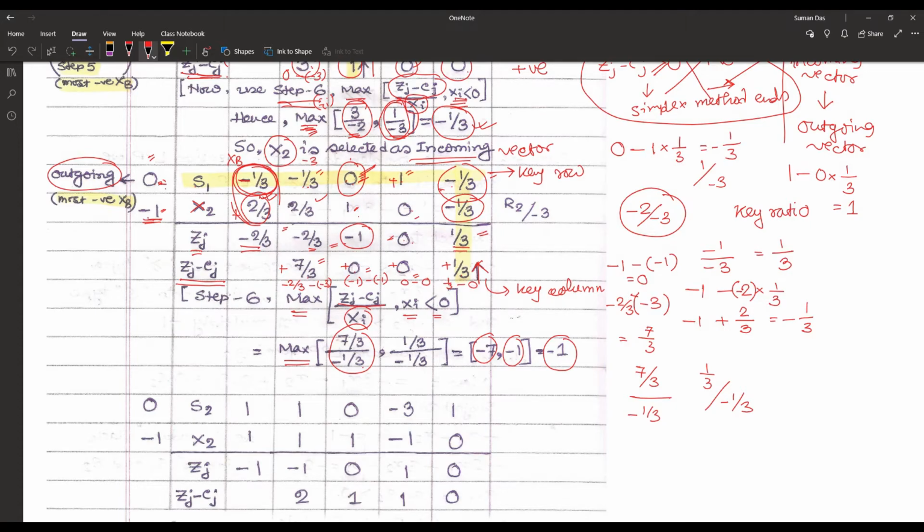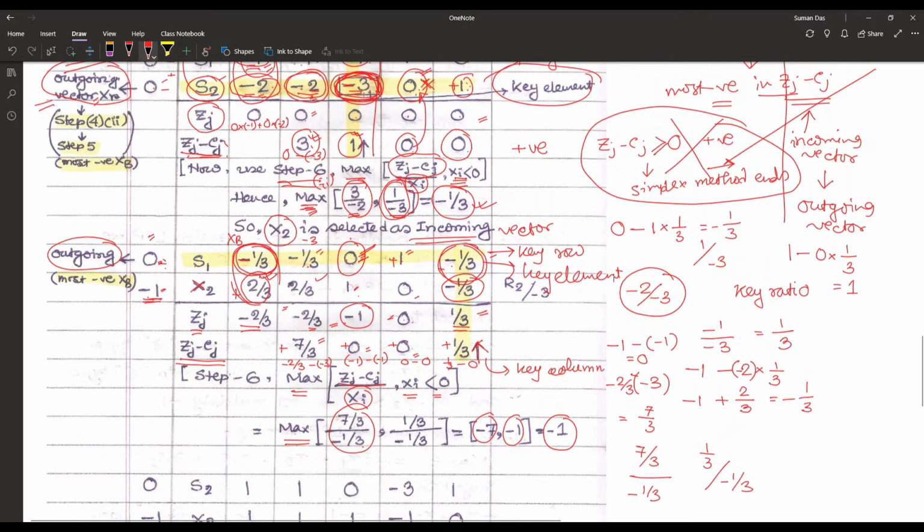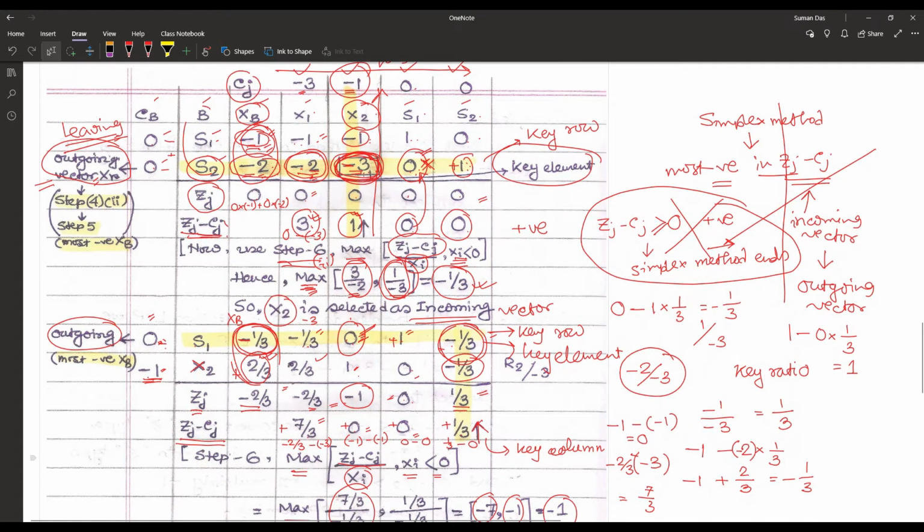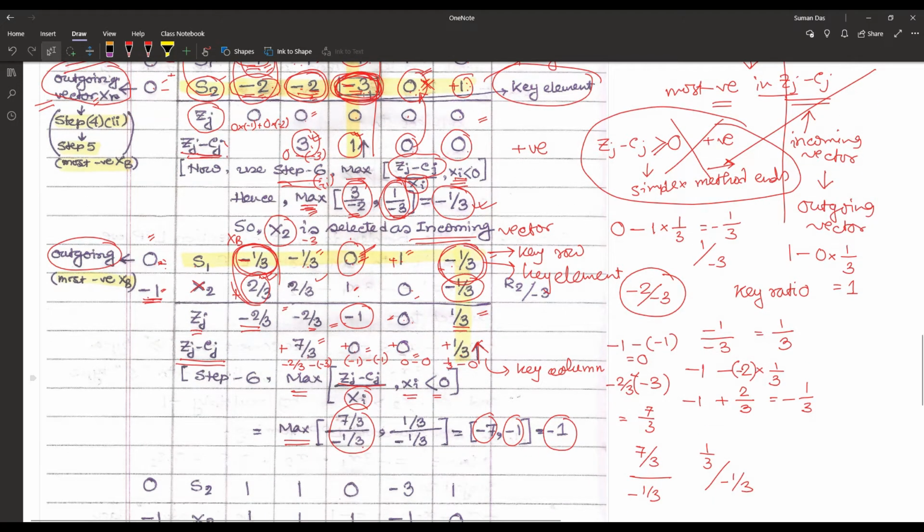So that one is our key row, that one is our key column. The value at the point of intersection is minus 1 by 3, and that is our key element. And which variable is the incoming one? That one is S2. So here S1 is the outgoing vector and S2 is the incoming vector. So let's proceed to the next table.